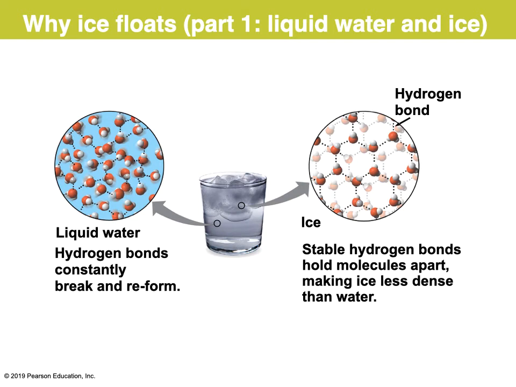Once you start cooling water down enough, those hydrogen bonds become more stable. And as they become more stable, it's like standing with your arms stretched out. They're going to hold molecules apart. Now you can see that there's a lot fewer molecules in that little circle than there were in the circle on the left. So because there's fewer molecules in that area, that means that it's less dense, and that's why ice will float.